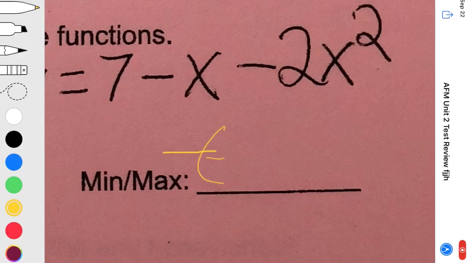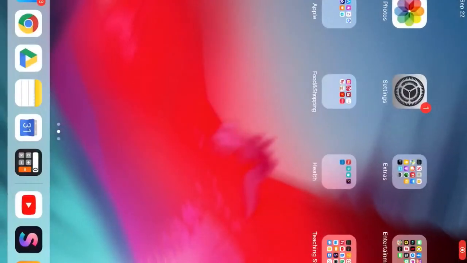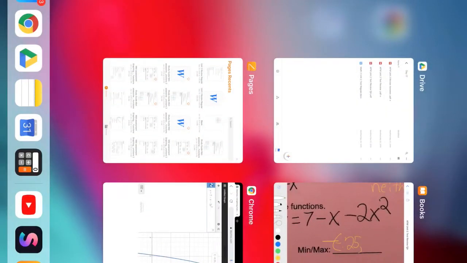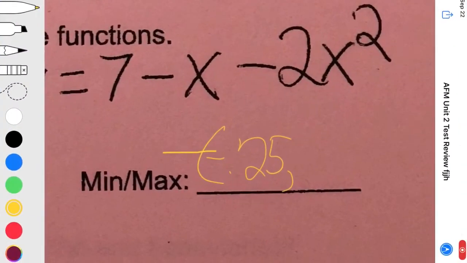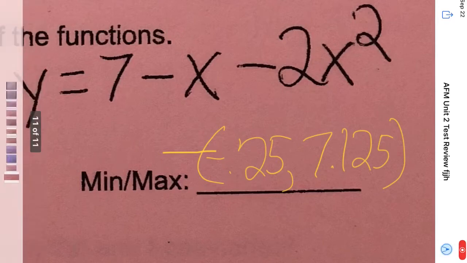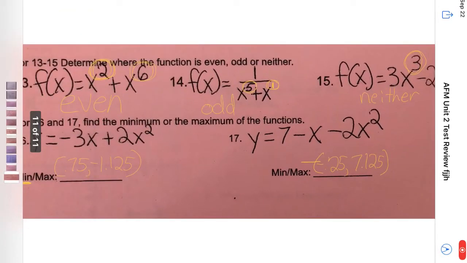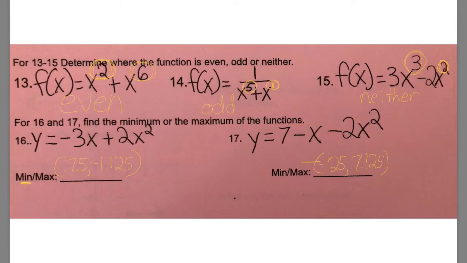We have negative 0.25 and 7.125 as our answer. So there is 13 through 17 with the answers. And this is the time of the video. If you got what we went over during class Friday, then you can stop watching. But if you didn't or you were absent, then you can keep watching.